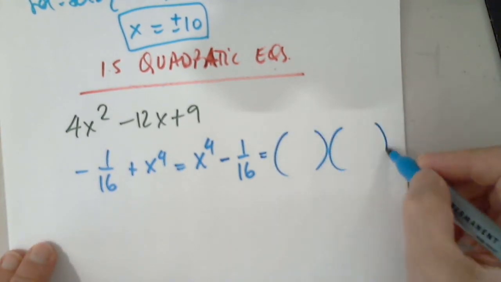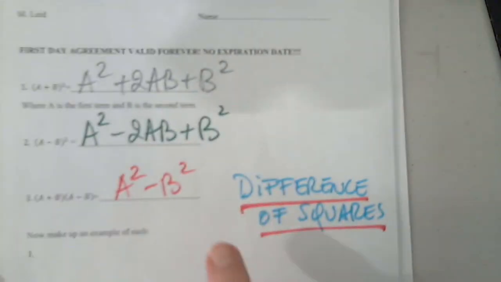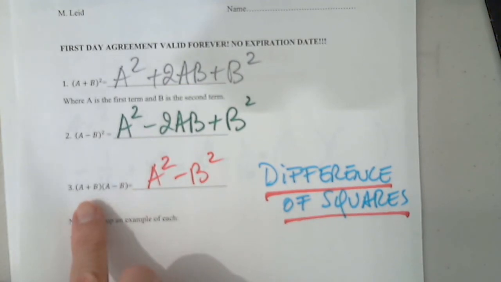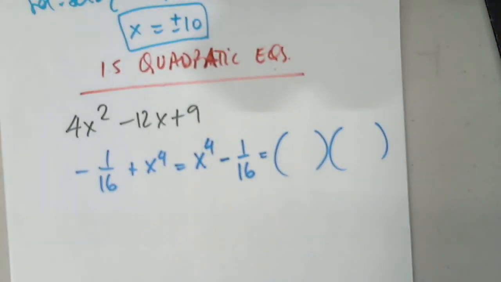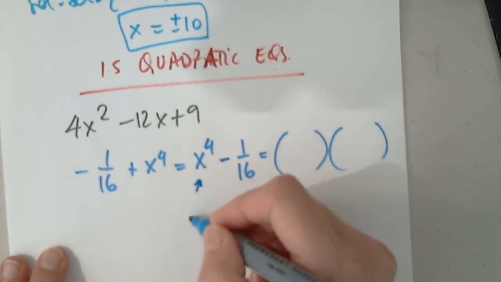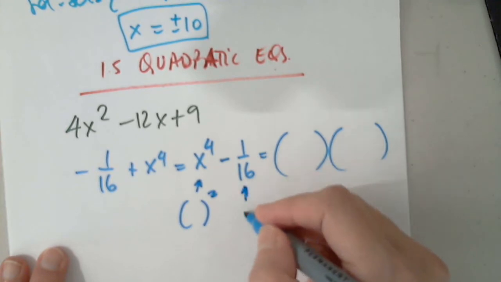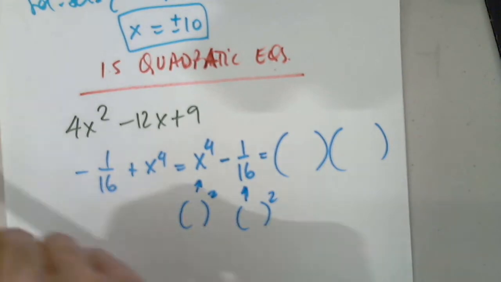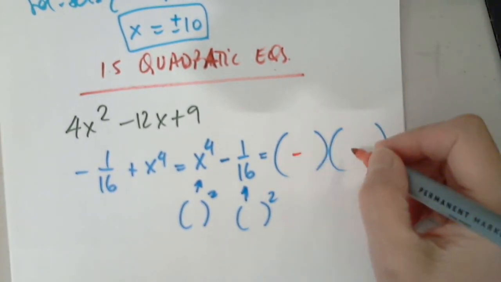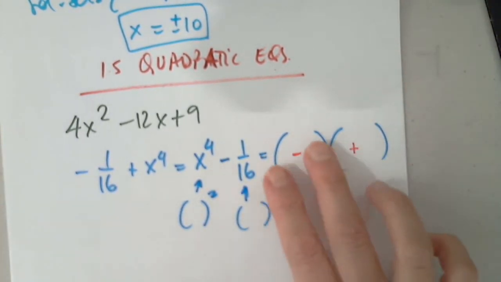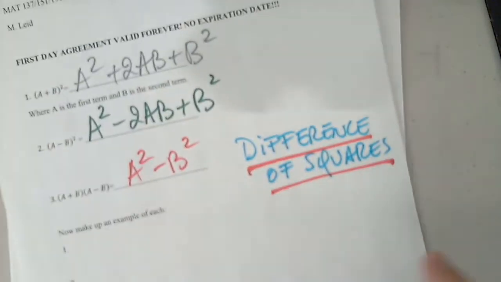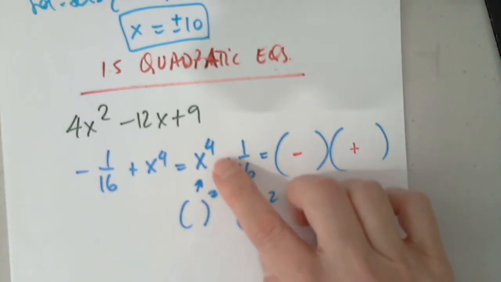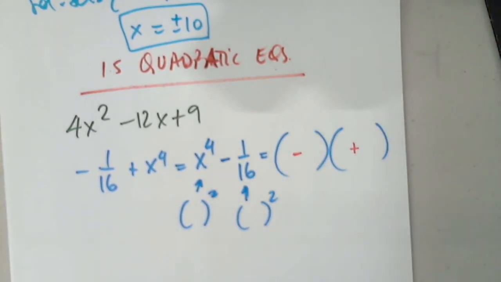So for the difference of squares, I know from last Tuesday that the difference of squares is a product of two factors, one with plus, one with minus, everything identical. So now I'm asking myself, what can I square to get this, and what can I square to get that? And once I have the answer, I know one will be plus and one will be minus, and they have to be identical according to the difference of squares. So what are they? What do I square to get x to the fourth? What do I square to get 1 over 16?